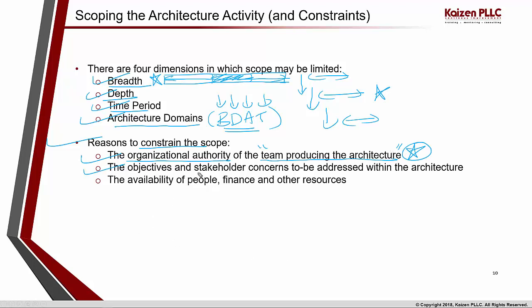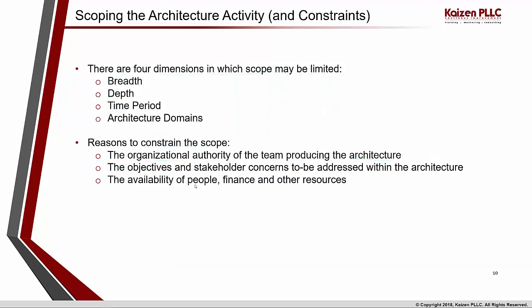Or the other reason to constrain could be the stakeholders' concerns. Depending upon the stakeholders' requirement, you may have to slim, or you may have to keep it short, or you may want to extend the method itself. And then there are other constraints such as who is available, where are they available, when they are available, how much money is allocated on this activity, etc. So these are some of the primary reasons to constrain and scope the architecture work for a given enterprise.